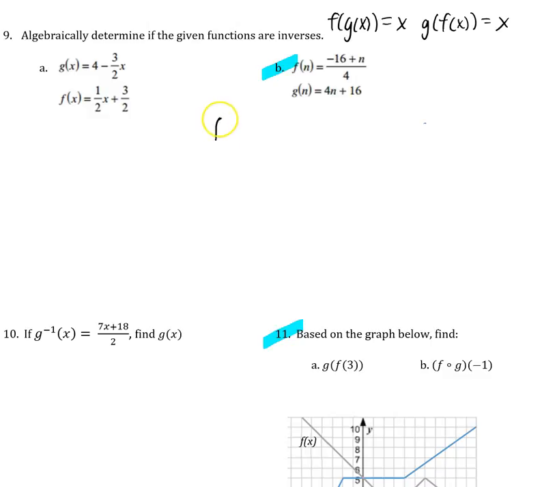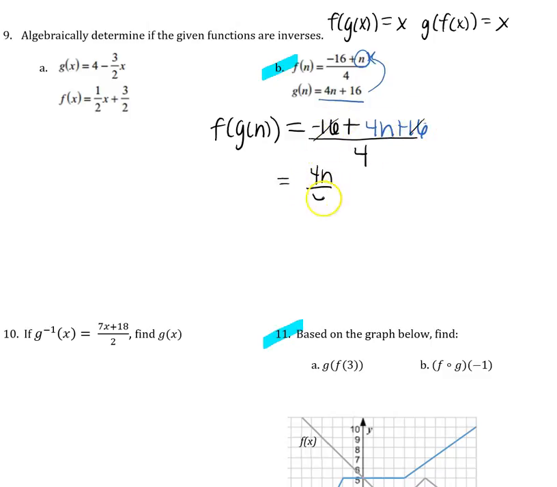So first thing I'll do is f of g of n. So I'm going to take the f function, and where I see an n, I'm going to plug in my g function. So I've got negative 16 plus 4n plus 16 all over 4. And there's my substitution. Now I just got to clean it up. Negative 16 and 16 will go to 0, so those cancel. So I get 4n over 4, which the 4's will then reduce. So we get n. But once I get it one way, I still got to check the other way.